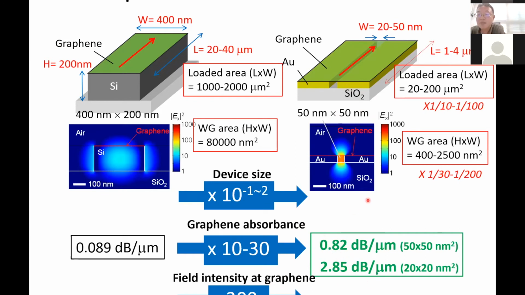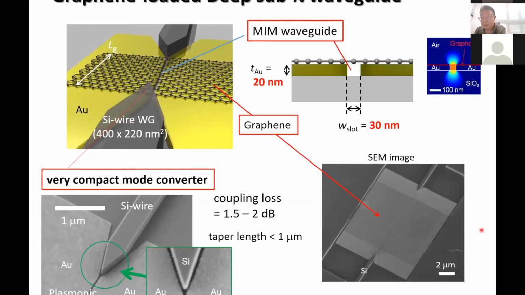So encouraged by these numerical estimations, we fabricated graphene loaded MIM waveguides. And this core size is 20 nanometer by 30 nanometer. So this is in the deep subwavelength regime. And the important point is that we employ a very efficient plasmonic mode converter. Its SEM photograph is shown here.